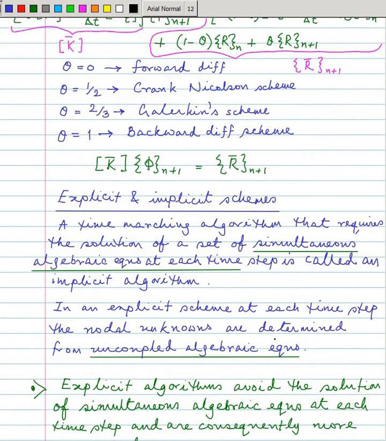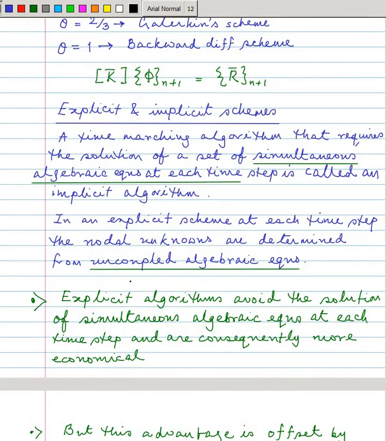So now what are explicit and implicit schemes? A time marching algorithm which requires the solution of a set of simultaneous algebraic equations at each time step is called an implicit algorithm. But in an explicit algorithm, at each time step the nodal unknowns are determined from uncoupled algebraic equations. So for implicit schemes we have to solve coupled algebraic equations, but here the algebraic equations are uncoupled. But how these algebraic equations are uncoupled, that we'll explain later.